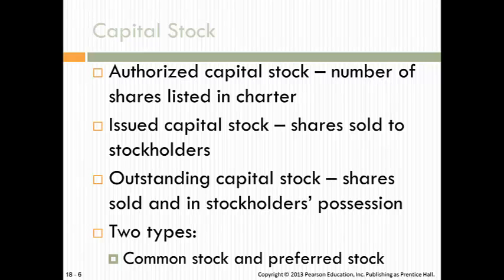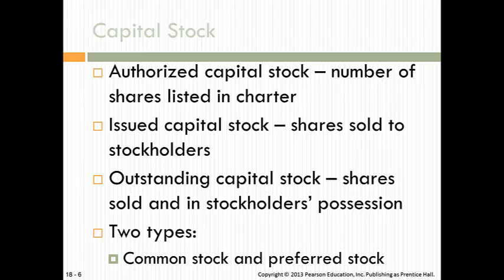The first is authorized stock. This is the number of shares the company is authorized to sell. The company can't sell more than the authorized number of shares listed in its charter without amending the charter and obtaining permission from the state in which it's incorporated. The second is issued capital stock. Issued capital stock is the number of shares sold.